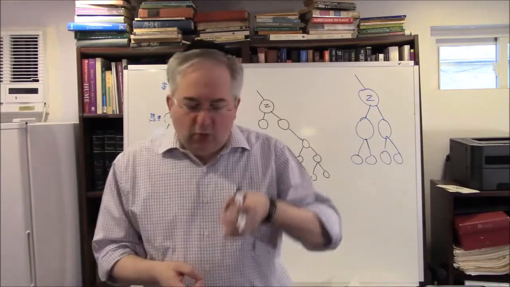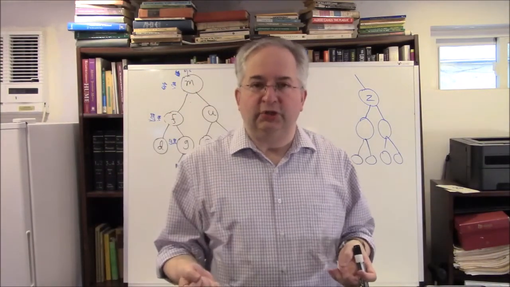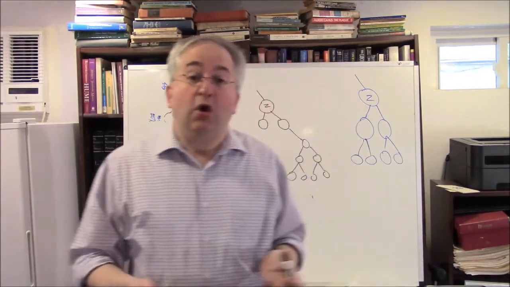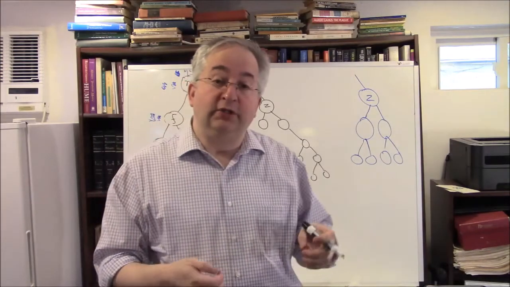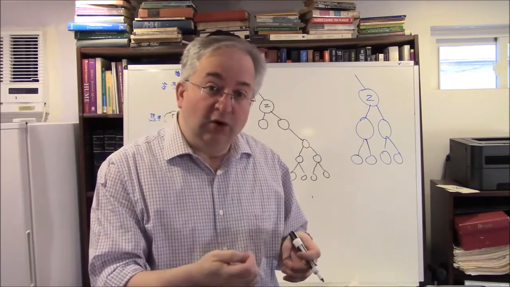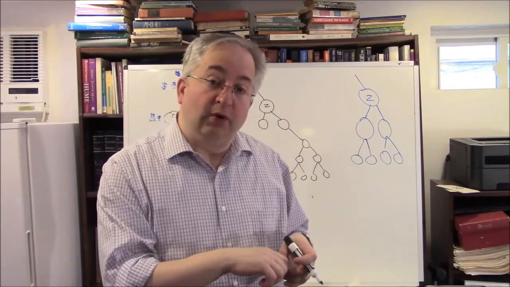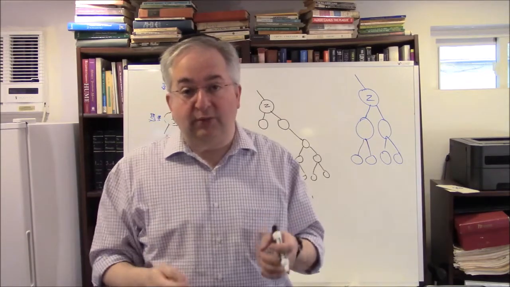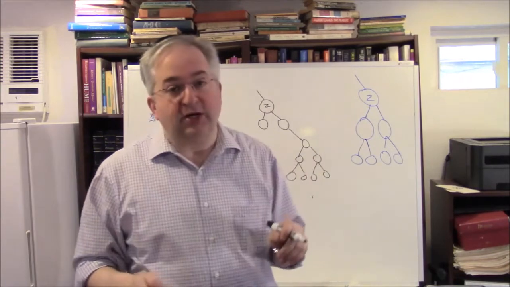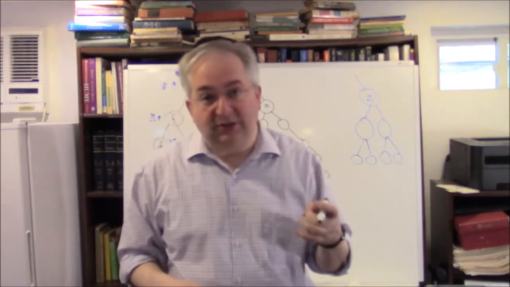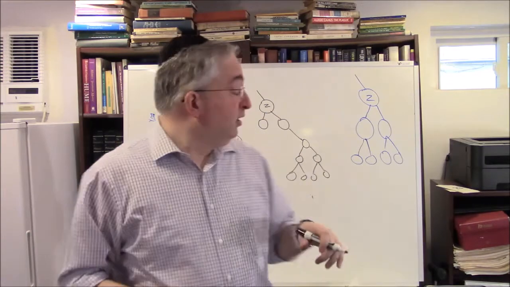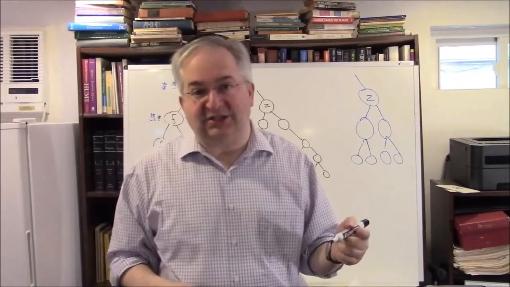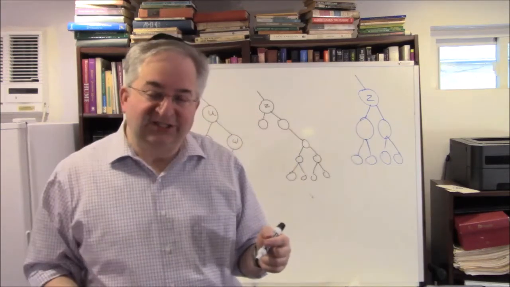Here's what you did. When you had no children, Z was just deleted, and that's it. When you had one child, you replaced Z with one of those children, either the left one or the right one. Great. When you have two children, here's what you do: you take out Z and you replace it with its successor.